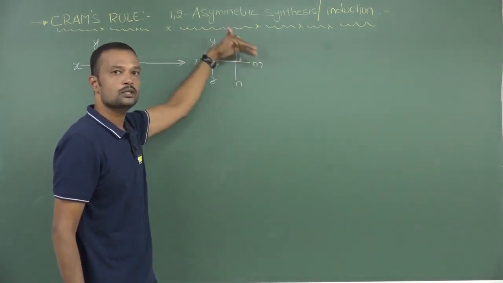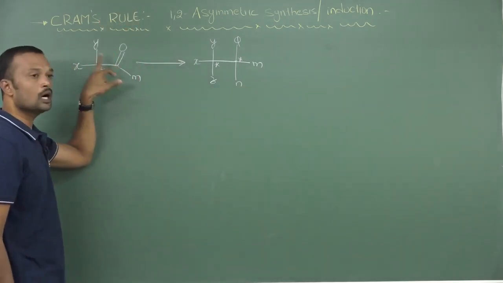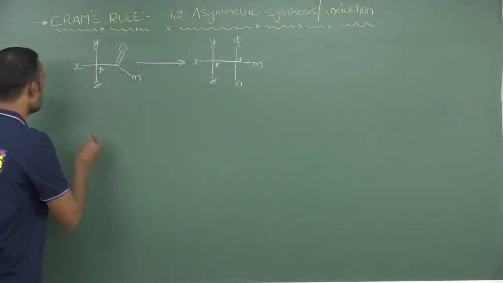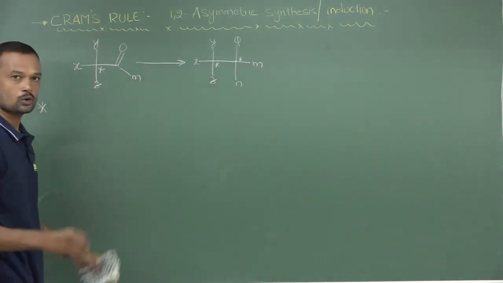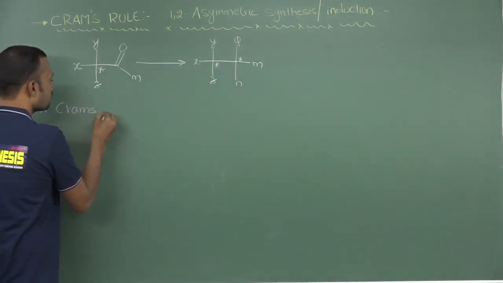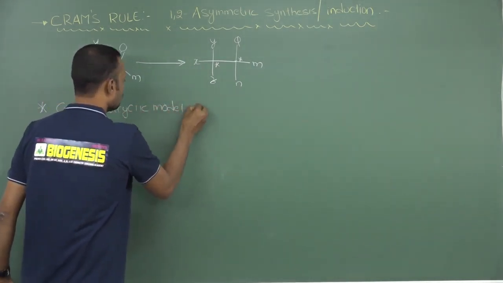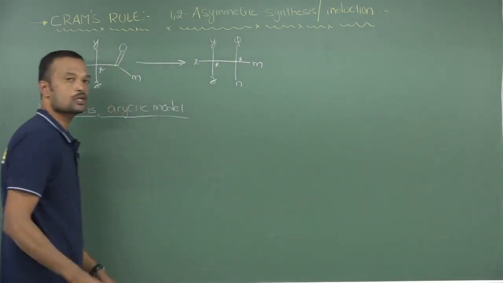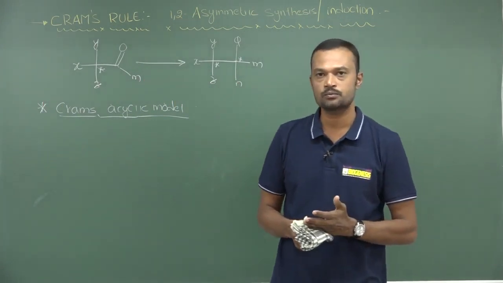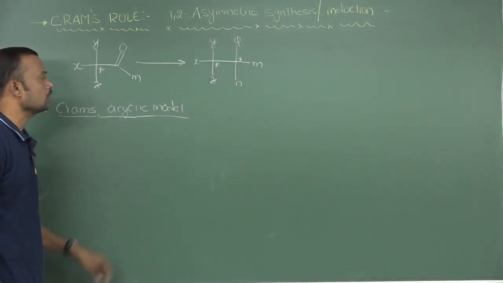1,2 asymmetric induction generally follows Cram's rule. So generation of a new chiral center adjacent to an existing chiral center is known as Cram's rule. Generally, three types of Cram's rules are applied for various models. First one is Cram's acyclic model, which we are going to discuss right now. Second one is Cram's cyclic model. Third one is Cram's dipolar model. Anti-Cram's rule is also there. So right now we are going to focus only on Cram's acyclic model.